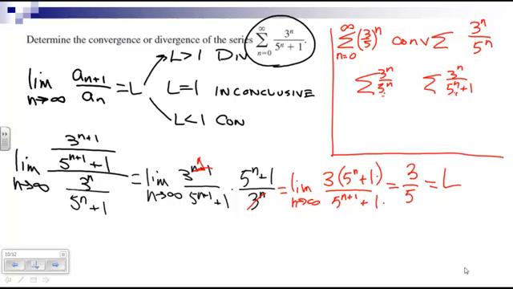Sorry, is 3n to the 5n plus 1 smaller than just 3n to the 5n? Yeah, 3n to the 5n is always larger than 3n to the 5n plus 1, because this denominator is always a little bit larger, so this fraction's always a little bit larger.